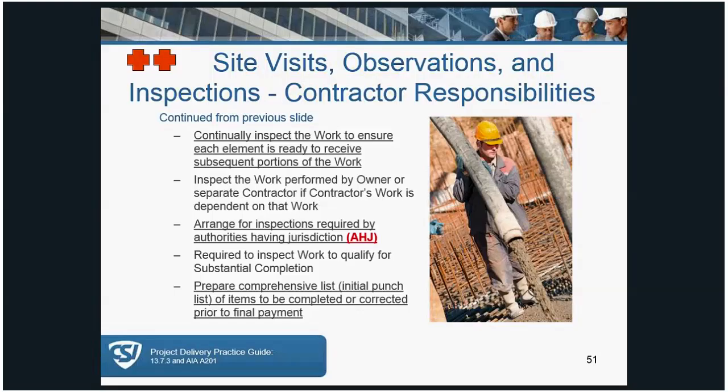Again, the contractor's responsibility is to inspect that work, make sure that the phase of work that's currently to be completed is ready for the next subsequent portions of the work. So if they're painting a wall, they need to make sure that the drywall mud is properly prepared, and if there's primers that are required, that is accomplished, or cleaning is done. Contractors also are required to arrange for inspections required by the authorities having jurisdiction, or prepare the initial punch list. These are things that are important. We'll talk about the punch list as part of the closeout documents. Next.